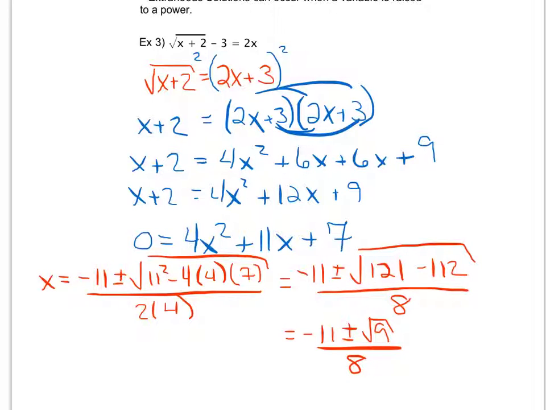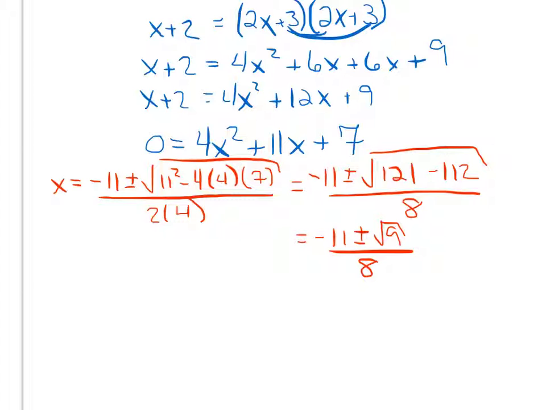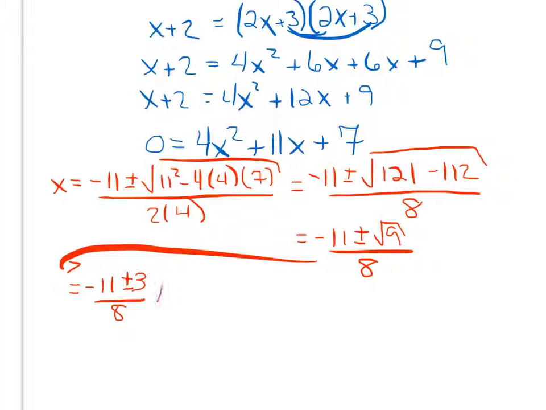Remember, in math, if we can do the math, we do it. So that gives me, I'm going to run it over here, negative 11 plus or minus 3 over 8. Well, negative 11 plus 3 gives me negative 8 over 8, which gives me negative 1. Negative 11 minus 3 gives me negative 14 over 8, which reduces to negative 7 over 4.